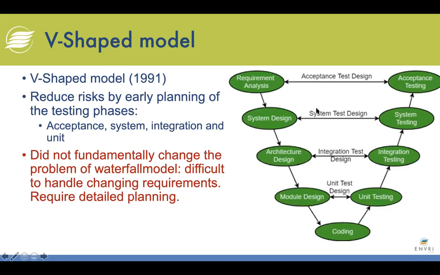So instead, there is another way. In the 1990s, people invented an alternative called the V-shaped model. One way they wanted to reduce the risk is to do testing all the time. This side is still more or less okay: you do the requirements, you do the system design.